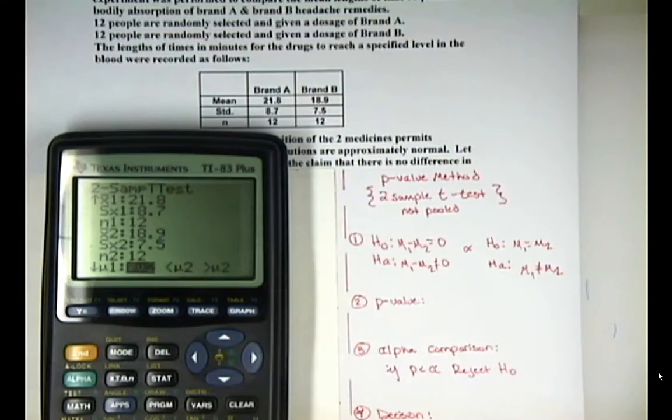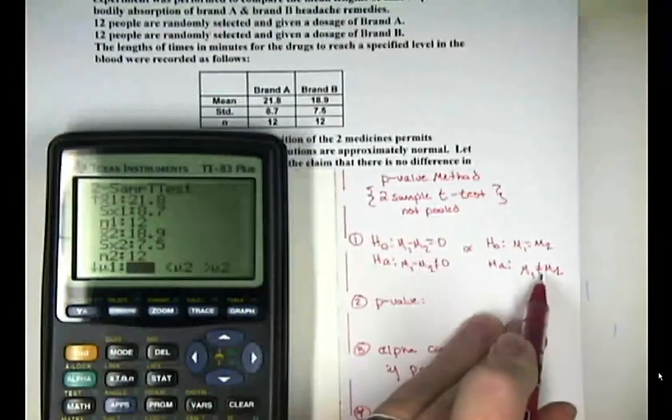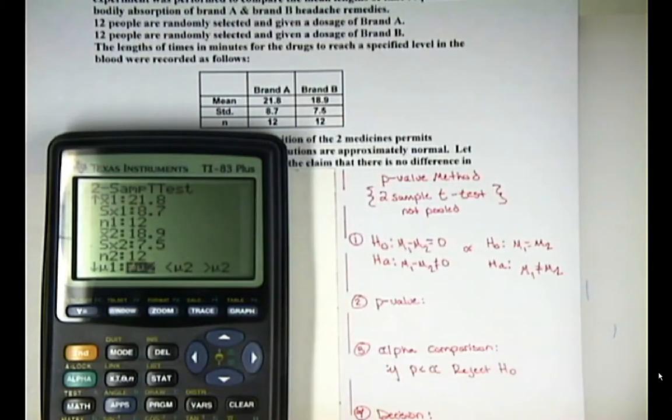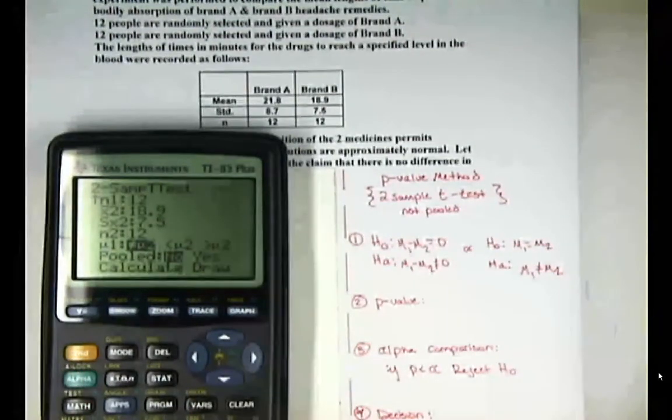Now we have to select our alternative hypothesis. If you look back here, we have a not equal to sign in the HA statement. So we need to make sure that we select the not equal to statement. Pooled, yes or no. If you have the assumption that the population standard deviations are equal to one another, then you want to hit yes. Otherwise, you want to hit no. Nowhere in this paragraph did it say to assume that the population standard deviations were equal. So we're going to select no. Then we're ready to calculate.